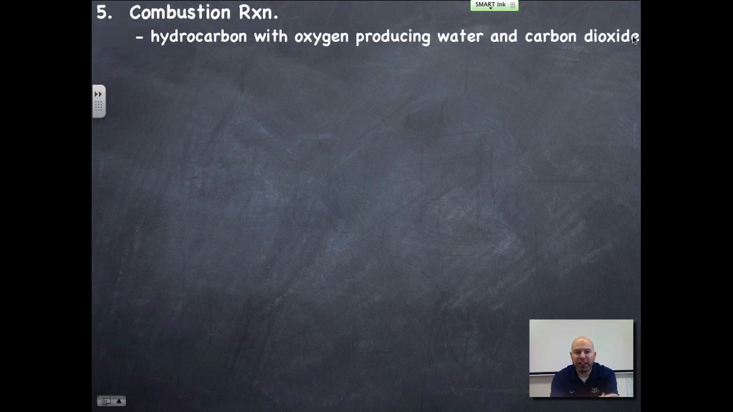Okay, so I only have one more type of reaction to take a look at. The next one is a combustion reaction, and a combustion reaction is very specific. A combustion reaction is described by a hydrocarbon. You can guess which two elements are part of a hydrocarbon, hydrogen and carbon, with oxygen. It's always a hydrocarbon with oxygen producing water and carbon dioxide. It's a very specific reaction.